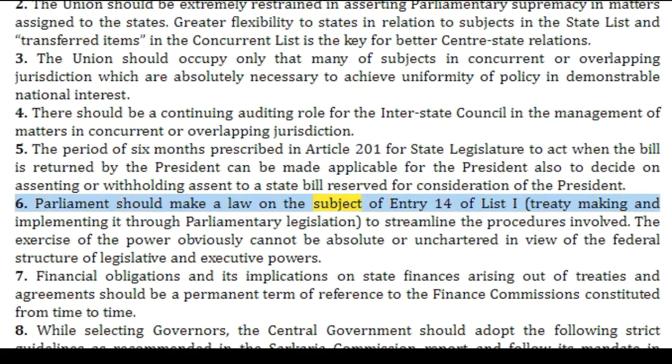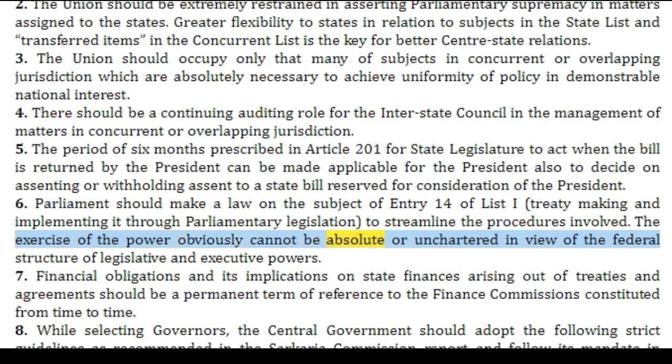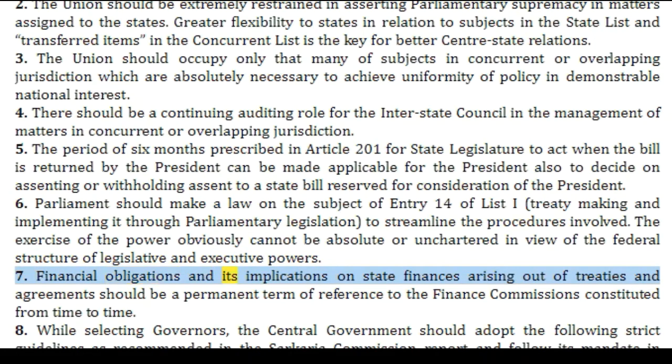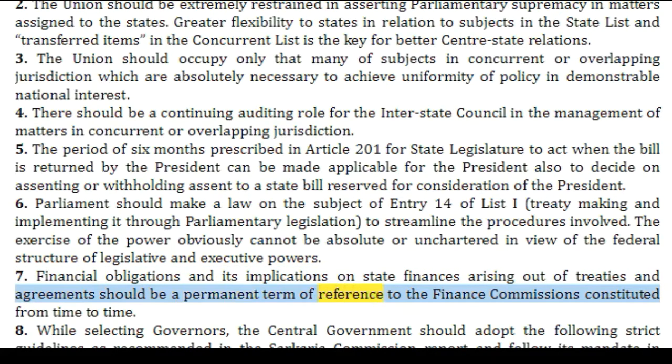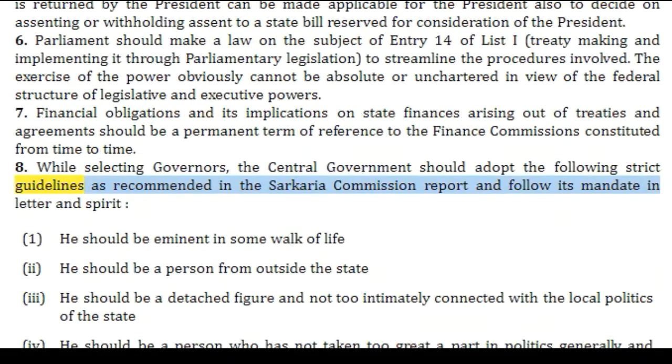6. Parliament should make a law on the subject of Entry 14 of List I, treaty making and implementing it through parliamentary legislation to streamline the procedures involved. The exercise of the power obviously cannot be absolute or uncharted in view of the federal structure of legislative and executive powers. 7. The financial obligations and its implications on state finances arising out of treaties and agreements should be a permanent term of reference to the finance commissions constituted from time to time. 8. While selecting governors, the central government should adopt the following strict guidelines as recommended in the Sarkaria Commission report and follow its mandate in letter and spirit.